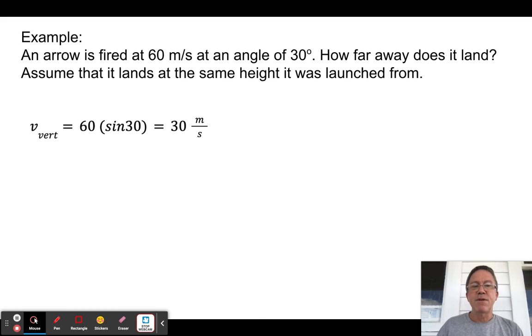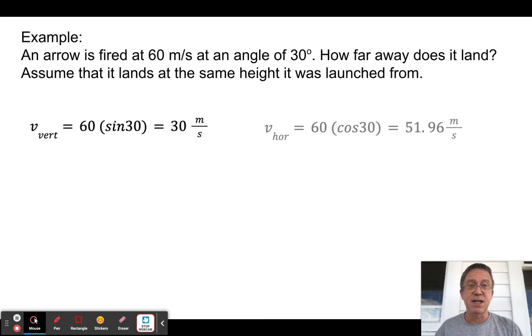All right, I first find the vertical component of velocity because that's going to determine how long it's in the air. So to find the vertical, remember, I'm going to take the launch velocity 60 times the sine of the angle, which was 30. So when I do that, I get 30 meters per second because the sine of 30 is 0.5. Now, based on that, I know it's going to go up for 3 seconds and it's going to come down for 3 seconds. So it's going to be in the air for 6 seconds.